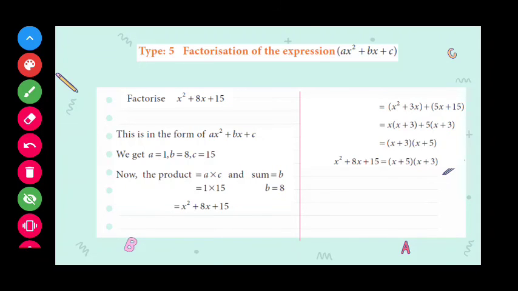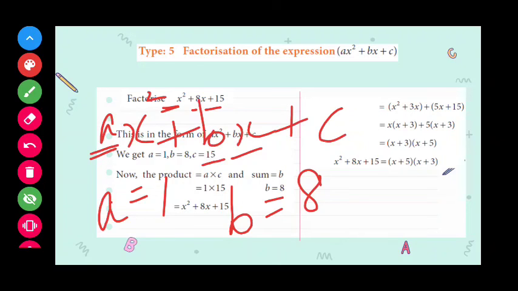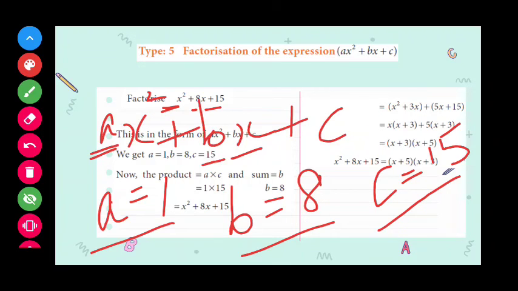This is in the form of ax square plus bx plus c. Here a has no visible value, so we can take it as 1. Before x we have 8, so your b value is 8 and your c value is 15. So your a value is 1, b value is 8, and c value is 15.